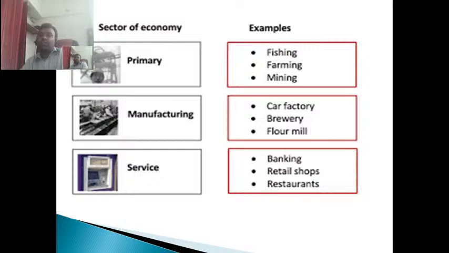Services are for conducting your primary and secondary industry. You need some kind of services like banking, retail shops, transportation, and restaurants. Whatever services you require to run a regular business, or for a simple life or ease of living, all these services come under the service category, the third sector of the economy. So these are the three sectors of the economy.